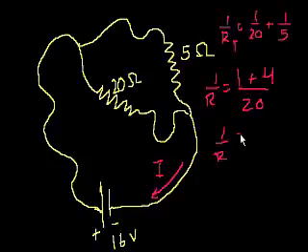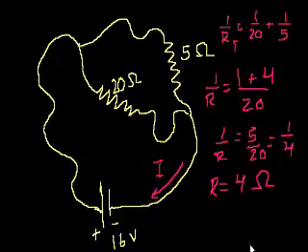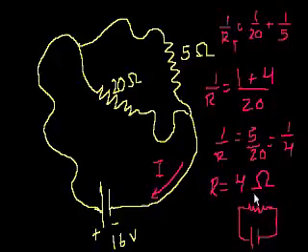So 1 over our total resistance is equal to 5 over 20, which is equal to what? 1 over 4. Right? So if 1 over R is equal to 1 over 4, R must be equal to 4. So R is equal to 4 ohms. So we could redraw this crazy circuit as this. I'll try to draw it small down here. We could redraw this where this resistance is 4 ohms and this is 16 volts.